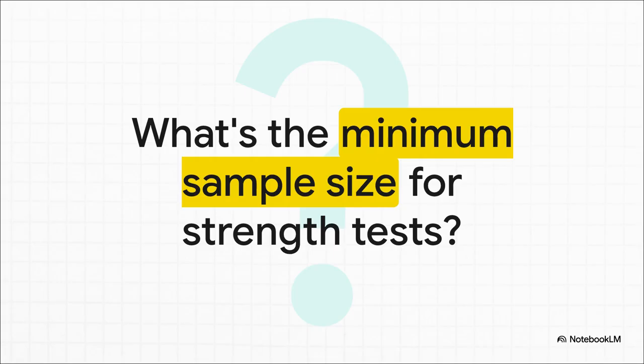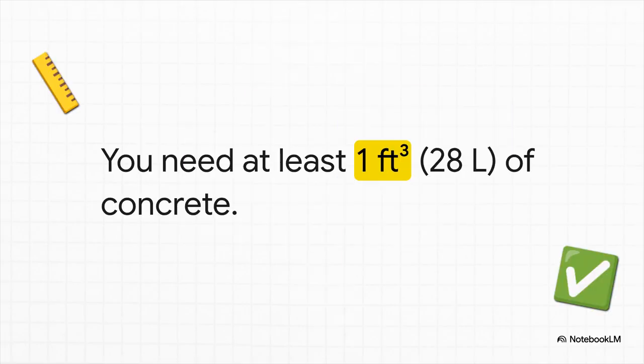Next up. So you're about to make some cylinders for those big strength tests. How much concrete do you really need to scoop up? You need at least 1 cubic foot or 28 liters. Yeah, and you don't want to get caught short on this one. Grab any less, and you might not have enough material to run all your tests and make your specimens correctly.